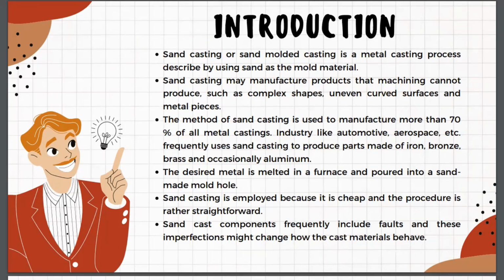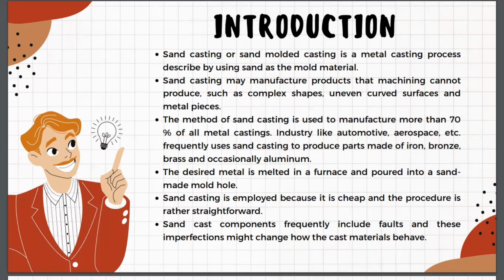For the introduction part, sand casting, or sand mold casting, is a metal casting process characterized by using sand as the mold material. Sand casting may manufacture products that machining cannot produce, such as complex shapes, uneven curved surfaces, and large metal pieces. The method of sand casting is used to manufacture more than 70% of all metal castings.